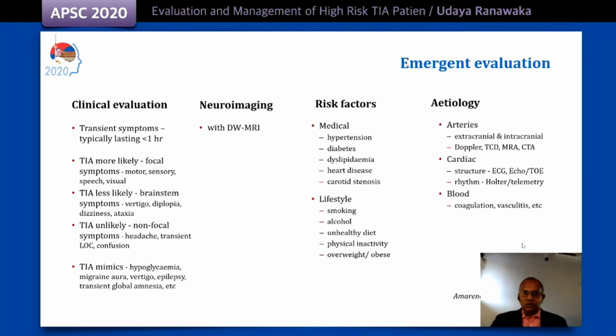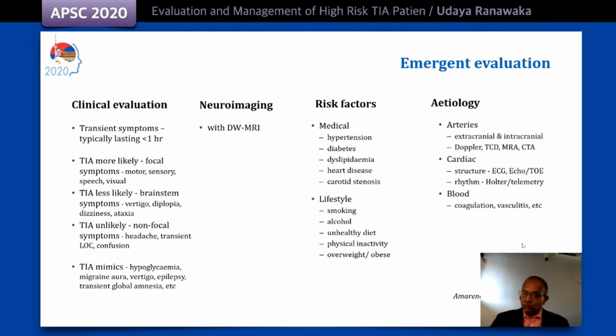We need to also keep in mind the TIA mimics, especially things like hypoglycemia, migraine aura, seizures, etc. Neuroimaging, as we discussed earlier, would be with diffusion-weighted MRI. We need to look at the risk factors, medical risk factors, and lifestyle risk factors. We'll be discussing them a little later. And we need to think of what is the likely etiology. And we would classify the etiology using the TOAST criteria. Is it a large artery disease? Is it a small artery disease? Cardiogenic embolism? Or whether there is another defined etiology.